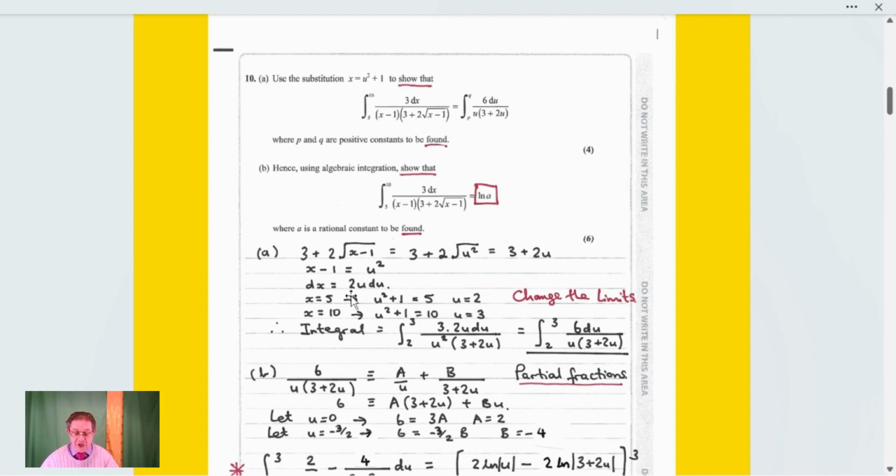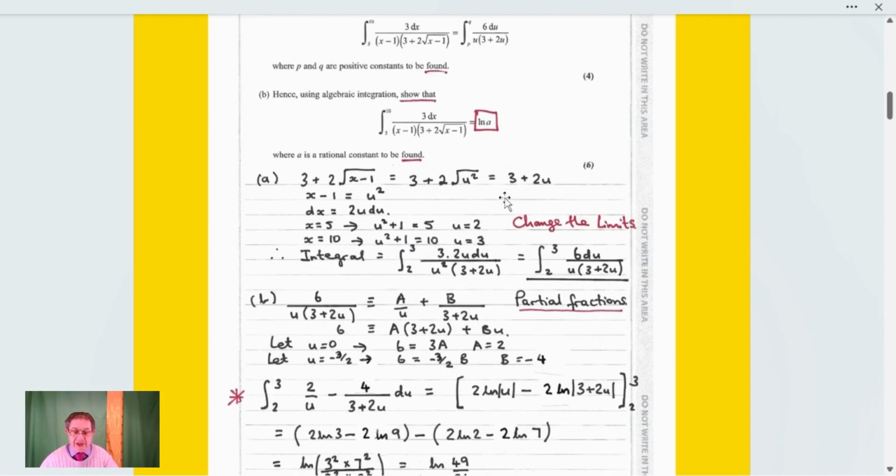So x is 5 gives u squared plus 1 equals 5, u equals 2, and likewise x equals 10 gives u is 3. So going through the integral, we've changed the limits. On the top, dx has become 2u du. On the bottom, we have u squared times 3 plus 2u. One of the u's cancels, and we end up with the result that we've been asked to find.